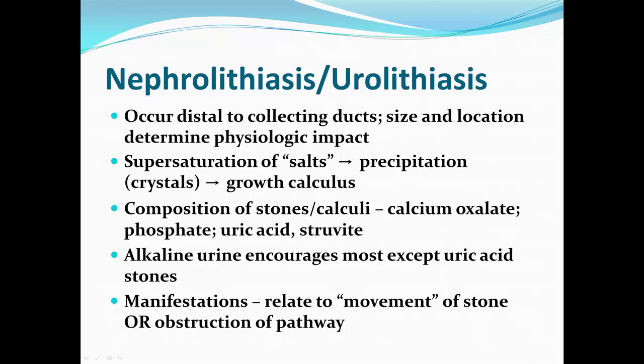Because the vast majority of stones that individuals have are calcium oxalate or phosphate based, we know that alkaline urine encourages most of these common stones. So if someone has an alkaline urine, a pH of the urine greater than 7, that encourages the growth of these calcium oxalate and calcium phosphate stones. However, uric acid stones actually grow best in an acid environment, so there are some differences there.